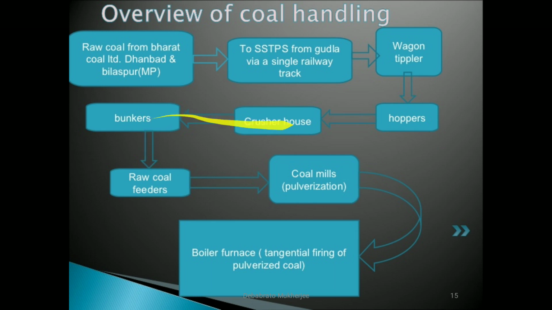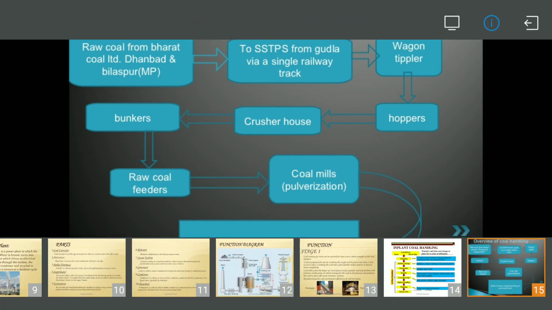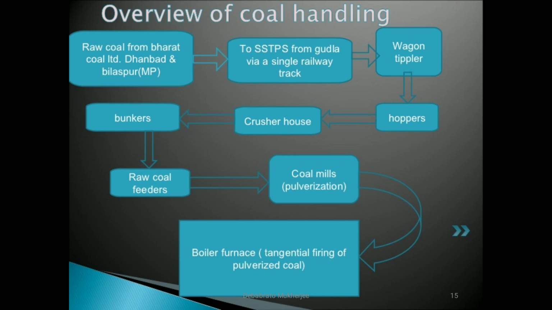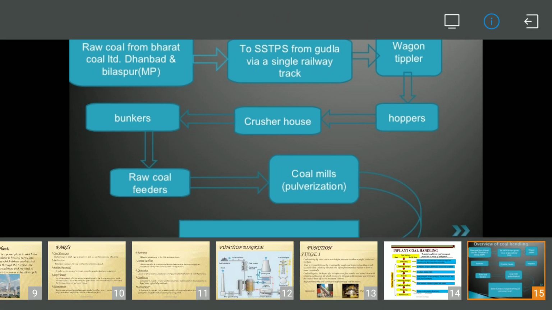This all process over here, from here to till this part, all the transportation medium is conveyor belt. Conveyor belt is used. Okay, raw coal feeders, then coal mills. Coal mills is a place where pulverization takes place. Then it is given to the boiler furnace.